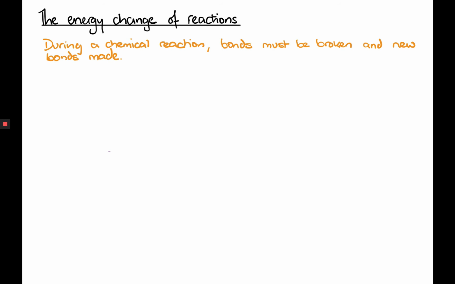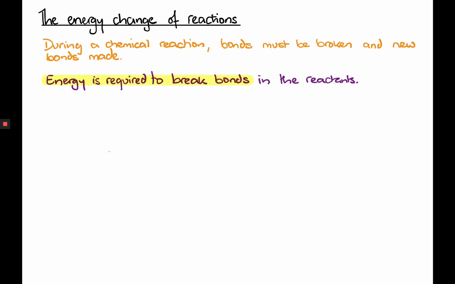Okay, so there's a final part to this topic. You can think of it almost as three parts. The idea that there are exothermic and endothermic reactions, and that we can do practicals where we measure a change in temperature, is essentially the first part. The second part is the reaction profiles. And the third part is looking at the energy change by focusing on the bonds that are broken and the bonds that are made. So if there's a chemical reaction taking place, bonds have to be broken and new bonds have to be made.